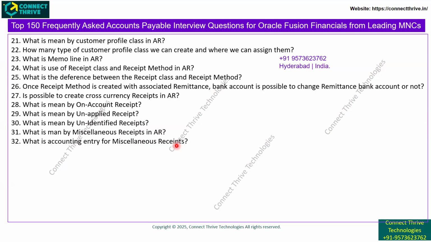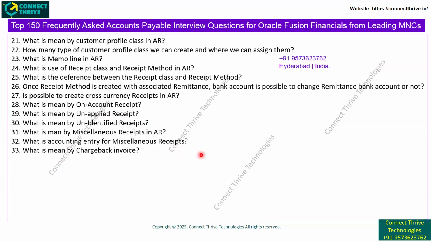If we give some huge amount to some politician, on the AP side we will record that as a miscellaneous payment. Any reasons, miscellaneous means. Next, what is the accounting entry for miscellaneous receipts? This I will do in a separate video.